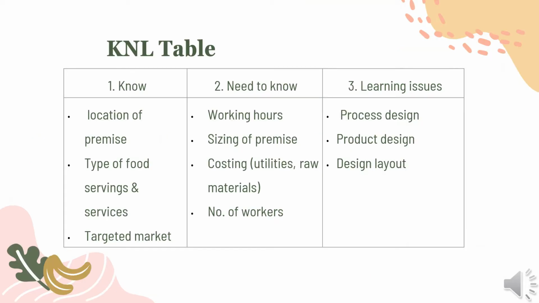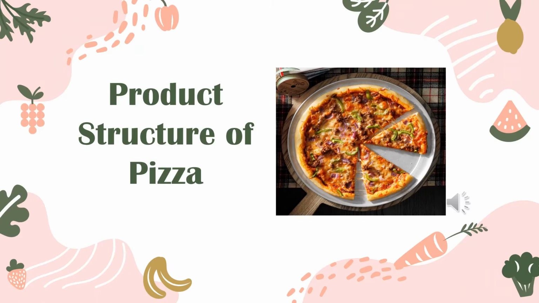Same as Project 1, the KNL table is done by collecting what we know, what we need to know, and what the learning issues are. On this project, we need to know the working hours, the sizing of the premise, the number of workers, and the costing, including utilities and raw material. So, let's go to our first product.